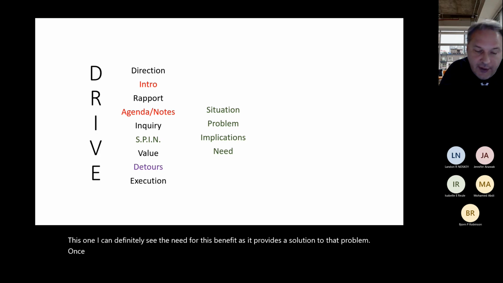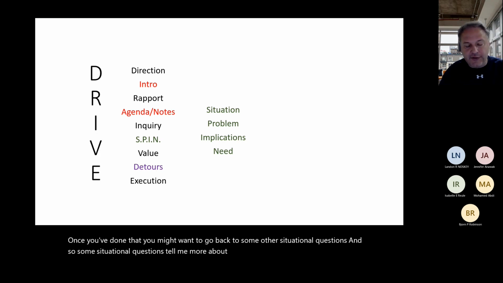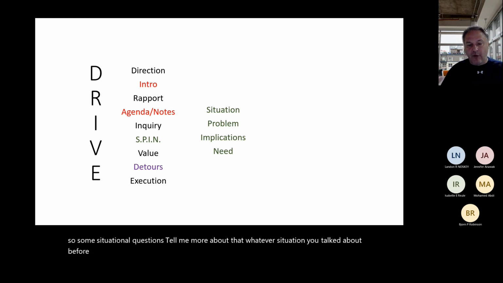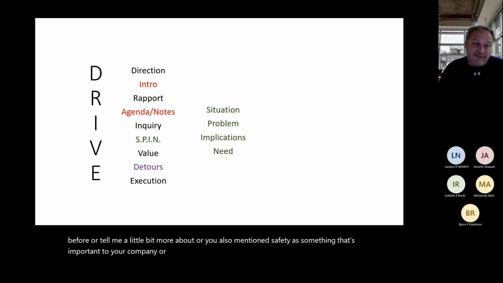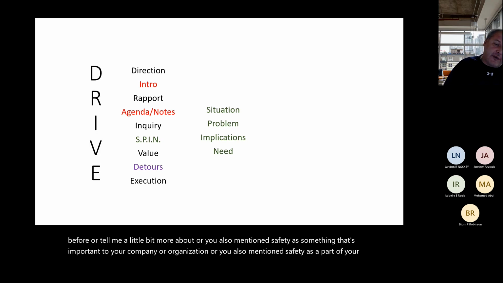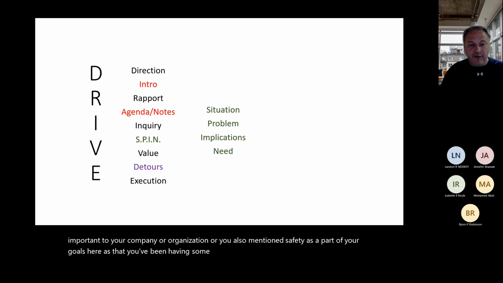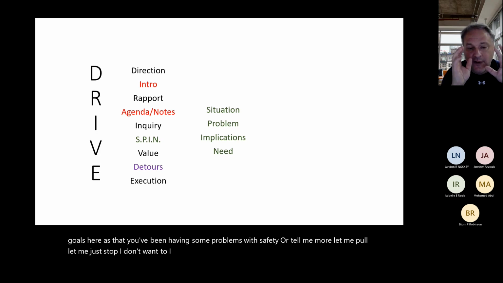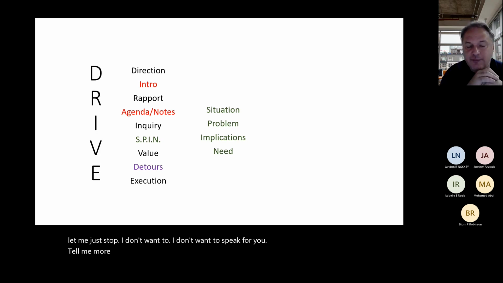Once you've done that, you might want to go back to some other situational questions. And so some situational questions: tell me more about that, whatever situation you talked about before, or tell me a little bit more about, or you also mentioned safety as something that's important to your company or organization, or as a part of your goals here, is that you've been having some problems with safety, or tell me more. Let me just stop. I don't want to speak for you. Tell me more about why safety is such a big deal for you, and let them talk. Let them talk in an open-ended kind of way.